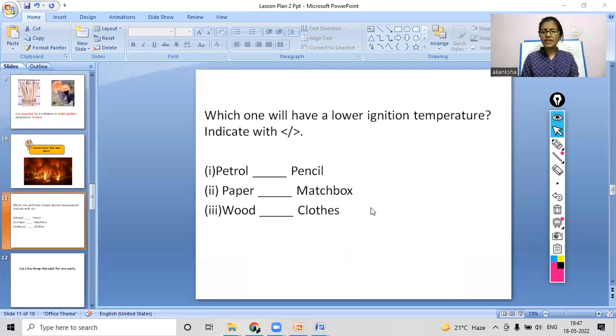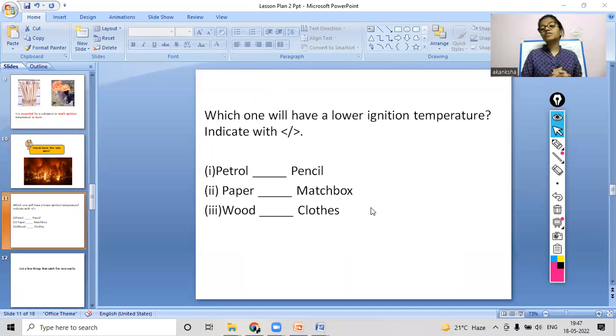They are equal, I guess. They both need efforts to burn. I think both will burn at the same rate. I guess both will burn, right? Or the third option is wood or clothes. Wood or clothes, who will burn faster?